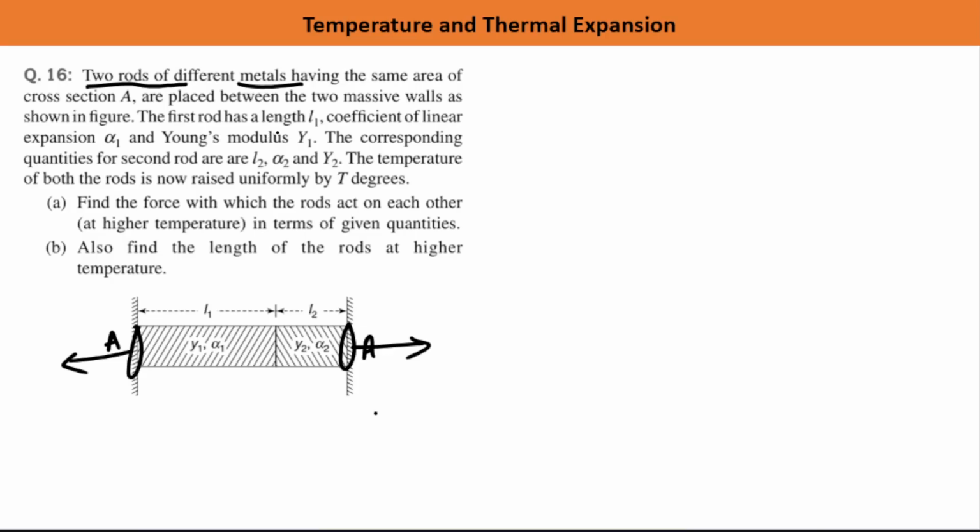Done. Now the first rod has length L1, coefficient of linear expansion alpha 1, Young's modulus gamma 1. Similar values for the second rod are also given: L2, gamma 2, alpha 2, right? Now what we are doing, temperature of both the rods is now raised uniformly by T degree. So we are raising the temperature by T degree. Done है. What will be the effect of this rise in temperature?